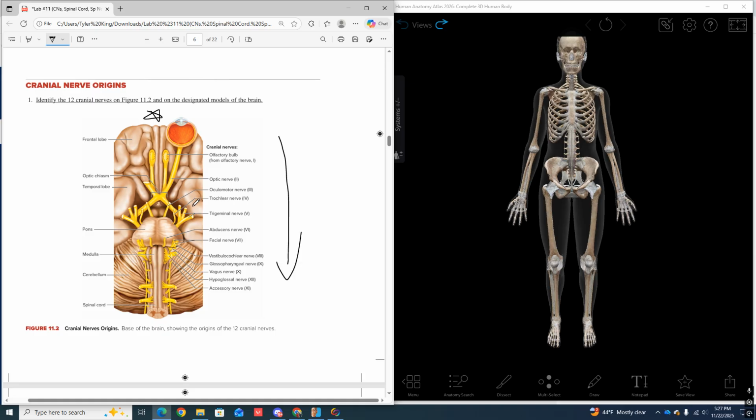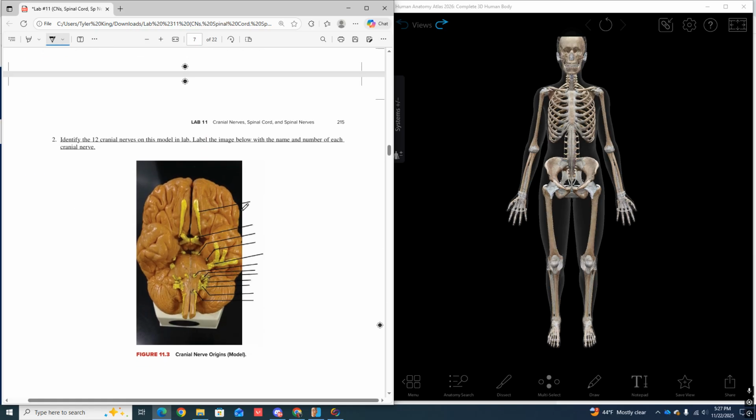Picture here, perfect brain, how it should look. Model here is how you guys should know it. So what's the rule? First thing, start at the top. We're going to count downwards like this.